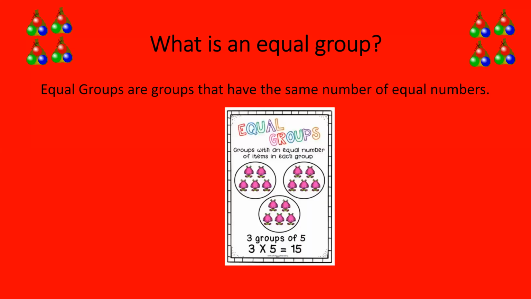So in this picture, we have a group of 3 circles with 5 monsters in it. This group is equal because each circle has the same amount of monsters in it. So equal groups are groups with an equal number of items in each group. So today we're going to practice doing equal groups.